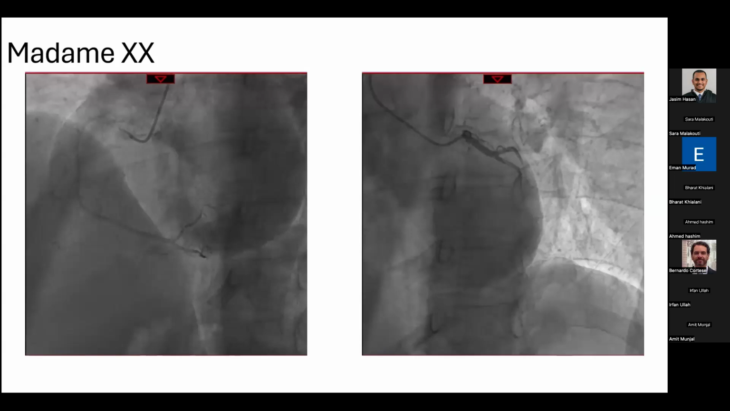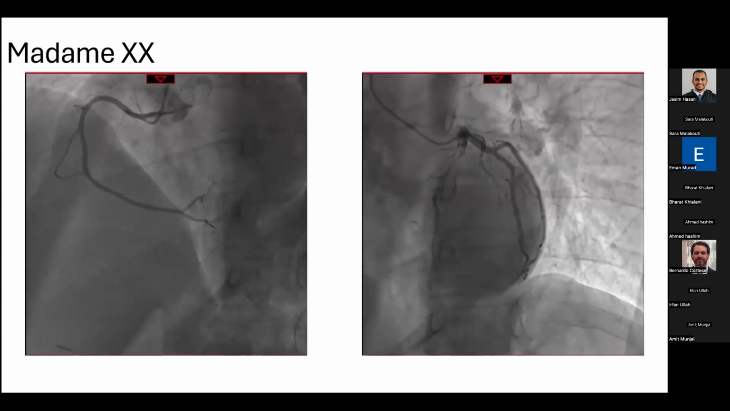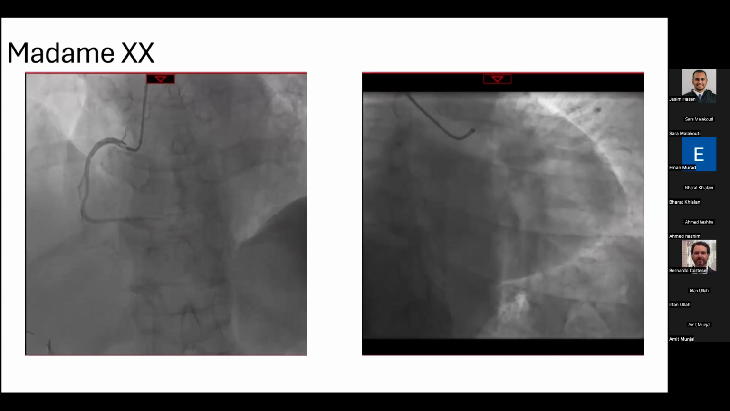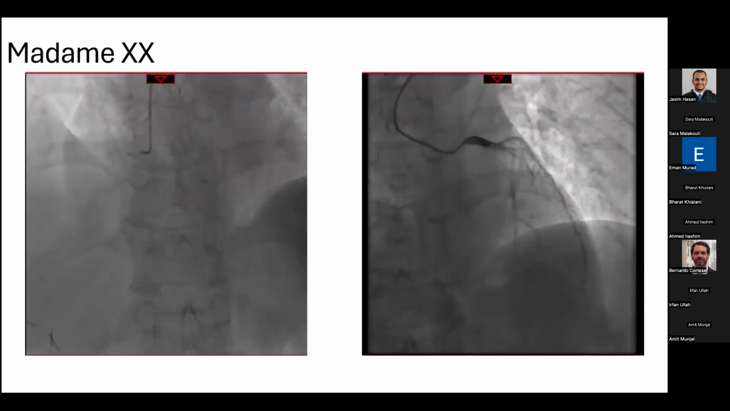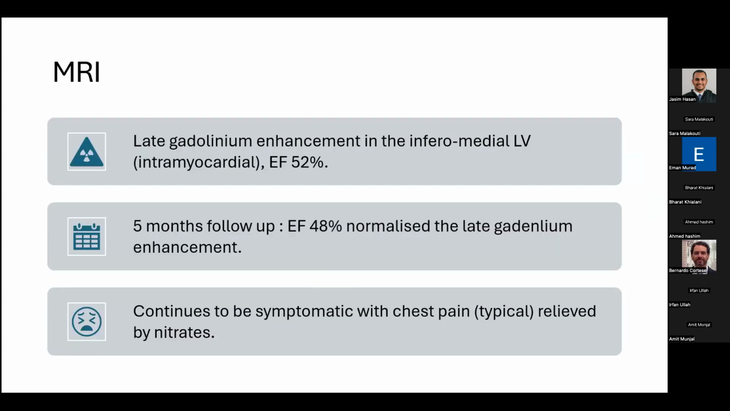This is the coronaries. Pretty normal coronaries. We didn't have any issues. We didn't suspect anything. We stopped with the normal coronary angiogram. There was no lesion, neither on the right or the left side of the heart. And so we proceeded to MRI.